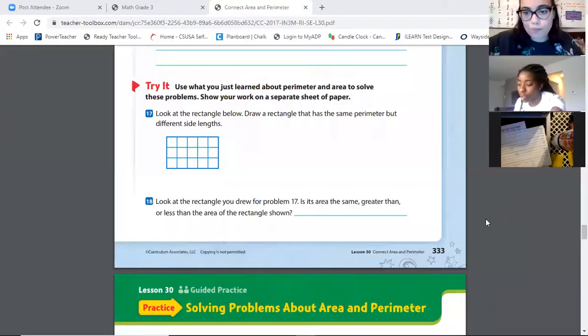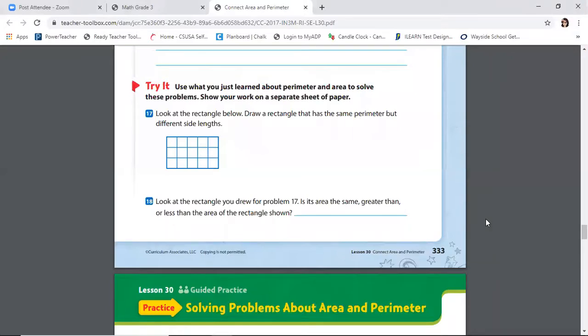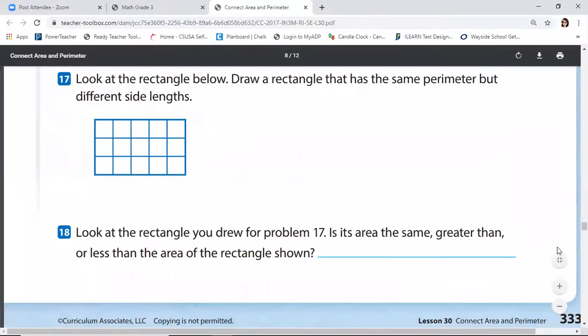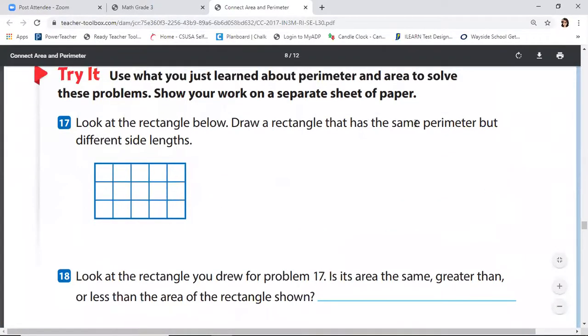I found it. Okay, this is your question for today. Look at this rectangle below. You're going to draw another rectangle that has the same perimeter, but different side lengths, okay? So just to help us out here, who can raise their hand and tell me what the length of this rectangle is?